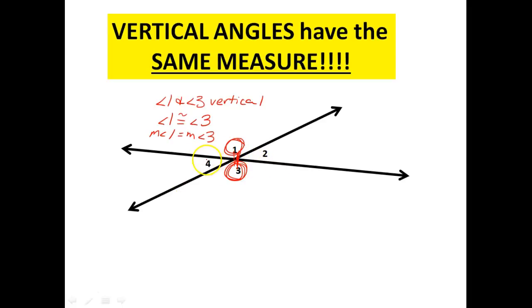Same thing. So angle 4 and angle 2 are vertical angles, and they are also equal in measure. So the measure of angle 4 is equal to the measure of angle 2. So vertical angles, they have the same measure, guys, okay? Make sure you pause and write that down. Very important.